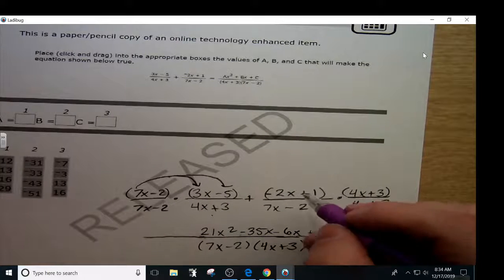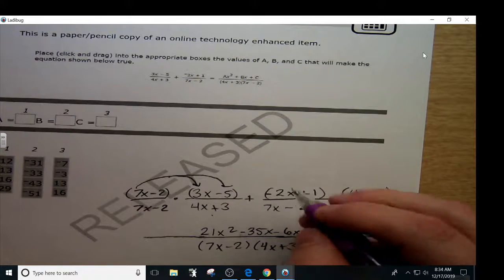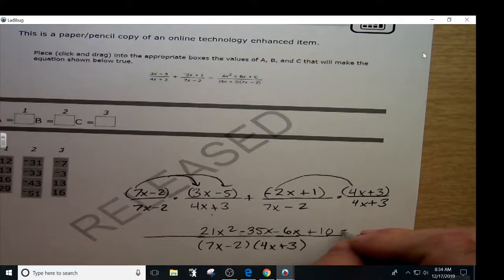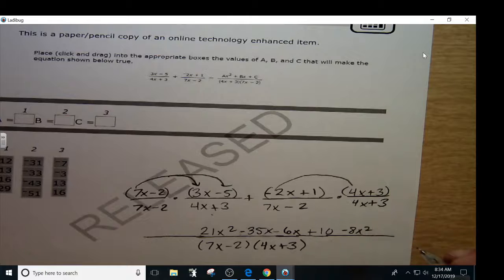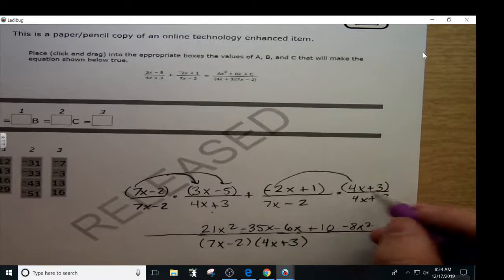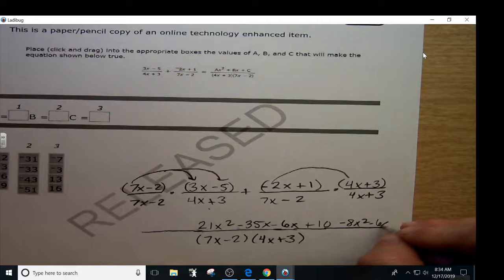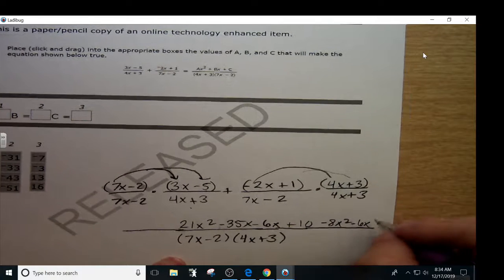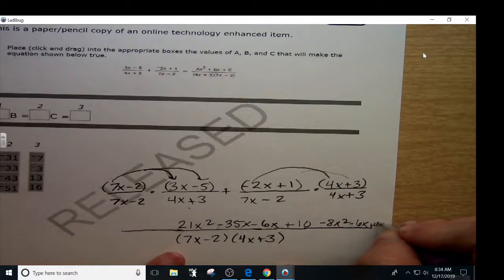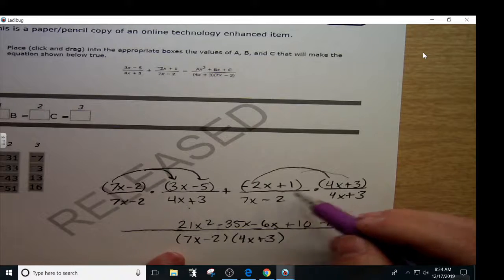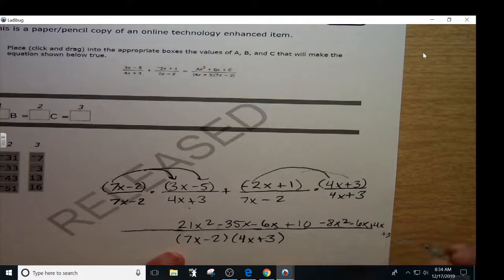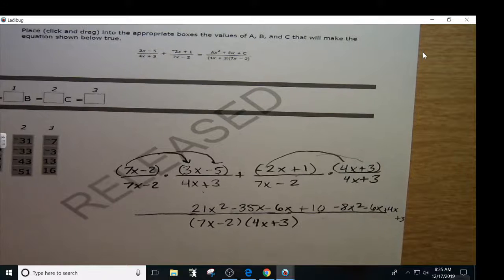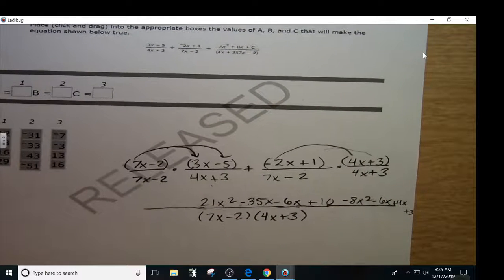All right, now, going over here, that's a negative 2x. Negative 2x times 4x is negative 8x squared. Negative 2x times 3 is negative 6x. All right, 1 times 4x is 4x. And 1 times 3 is 3. That's a whole lot of numbers. Now, combine your like terms.